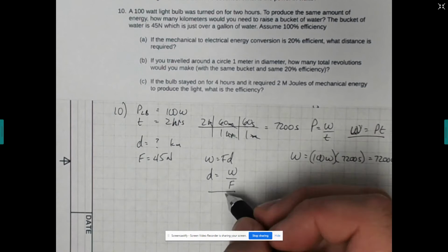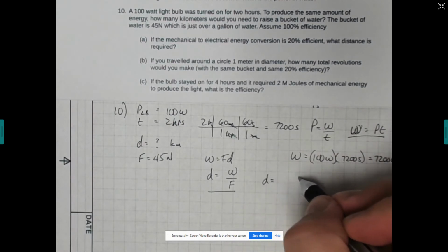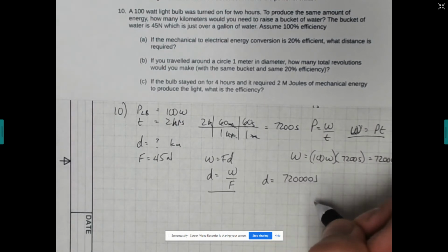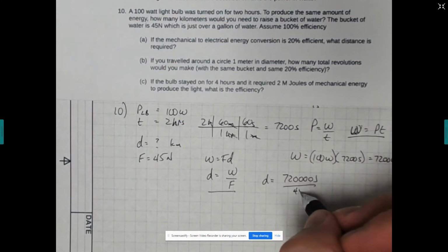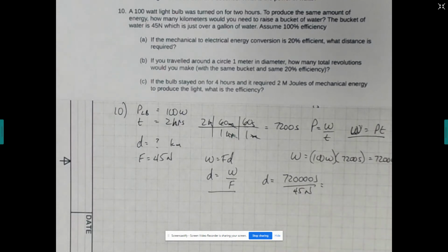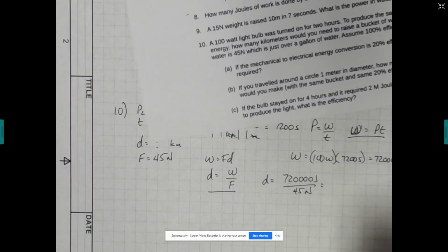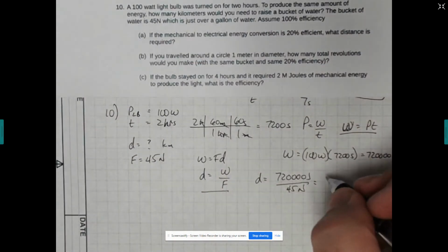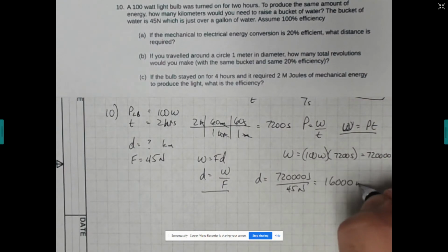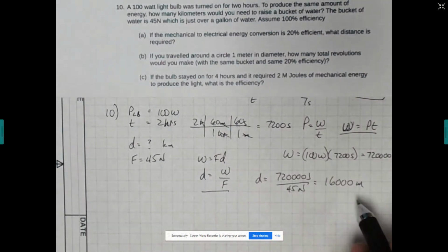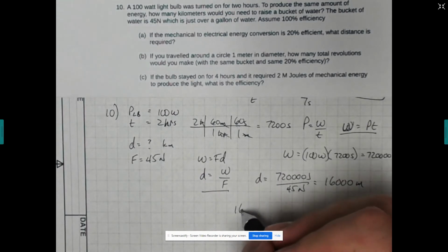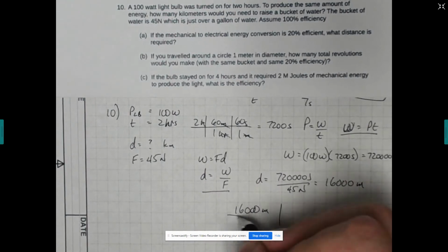So that's my work. And then if I go down here to distance, I'm going to get distance is equal to that work that I just solved for. I could have combined these two like I did earlier. Okay, it's 720,000 joules over my force of 45 newtons. And we get 720,000 divided by, what was it, 45? We end up with 16,000 meters, but they asked in kilometers. Okay, so now we do have to do the conversion. So 16,000 meters.